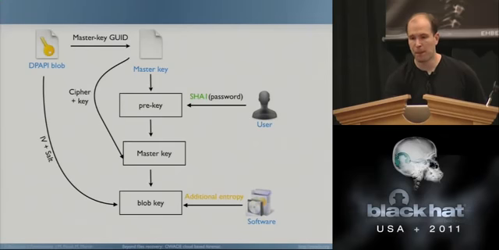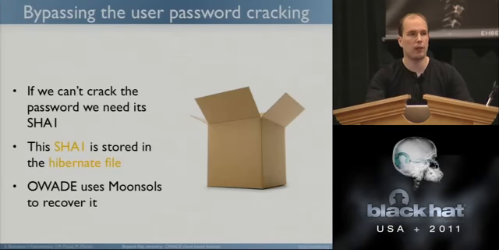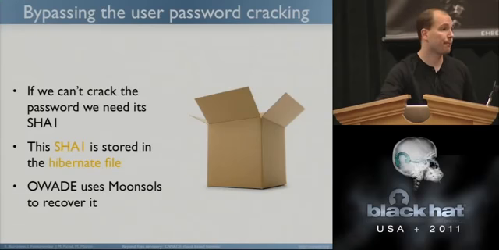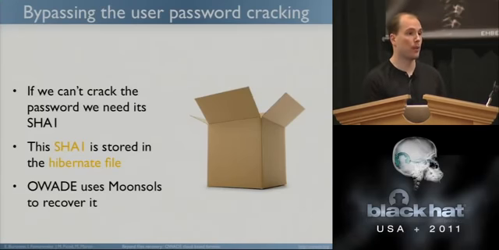So back to what I said before, what happens if we can't crack the Windows password? Well, as I said, we don't really need the password. All we need is the SHA-1 of the password. It turns out that if you have a laptop, it's stored in the Hibernate file. When you put your computer to sleep, the password is actually stored in the Hibernate file. And thanks to Matthieu Suiche's tool, MoonSols, you can look into the Hibernate file and extract the SHA-1 from it. We have a heuristic for that, and then we just use that. So we don't have your password, but we can still decrypt your Internet Explorer or your Safari content.